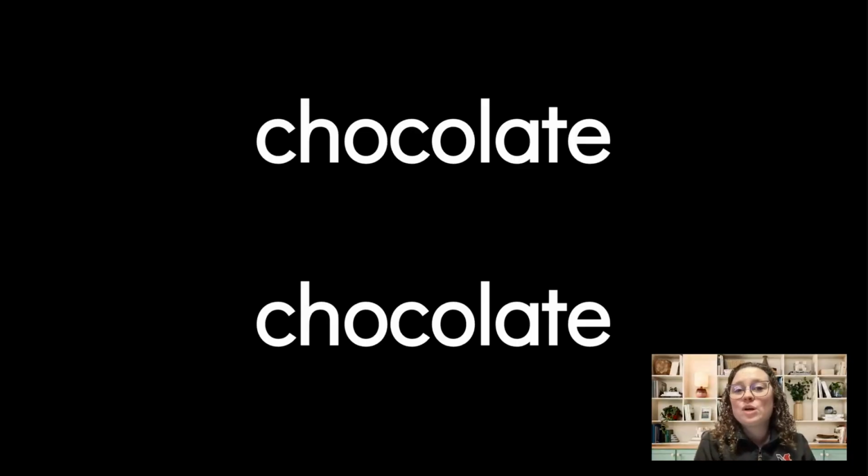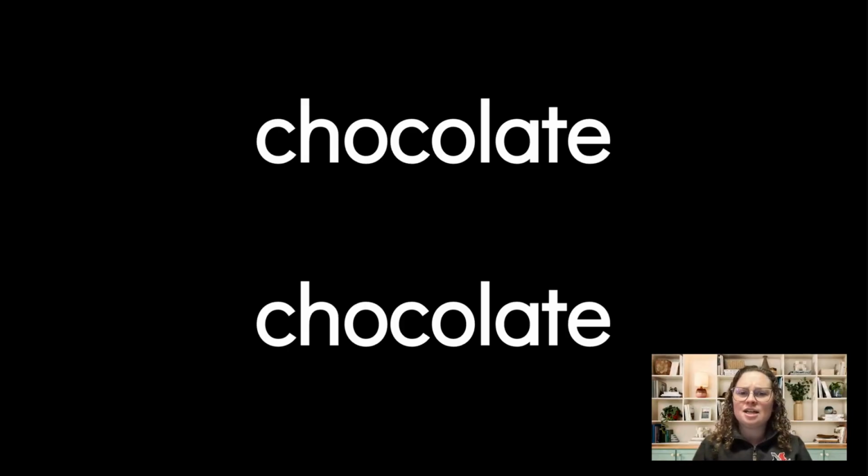Here are some examples of words that are cognates in English and Spanish. What's the difference between the two words you see on the screen? One is in English and one is in Spanish. But which is which? The only difference between these two words is the way you pronounce it in each language. Chocolate in English, chocolate in Spanish. This is a direct cognate where each letter is exactly the same. It's spelled the same way in English and in Spanish.